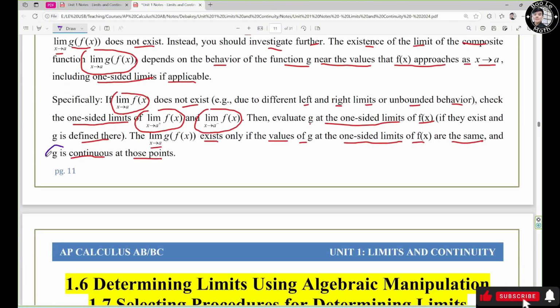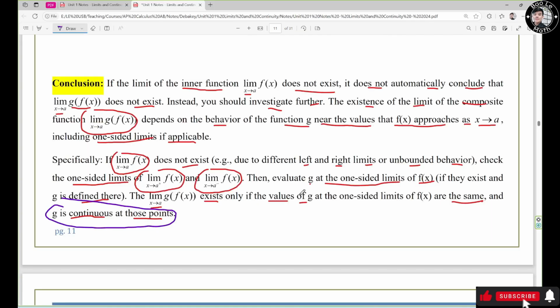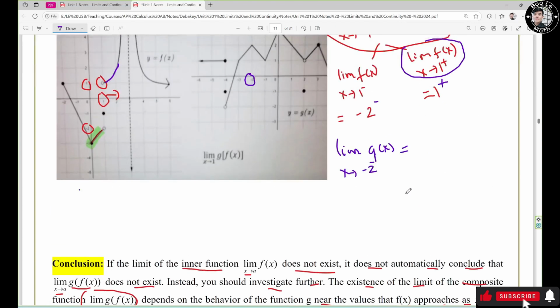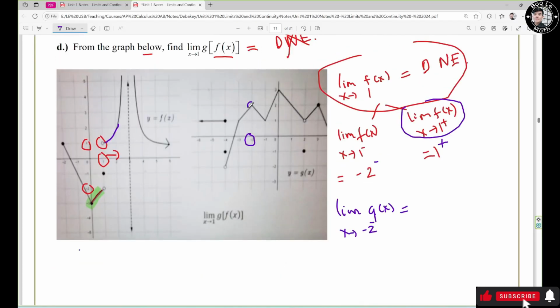Look at this one, the function g must be continuous at those points. When you evaluate the value of the function g at the one-sided limit of f of s, right here it should be 2, because it's continuous right here. So the answer is 2, right?